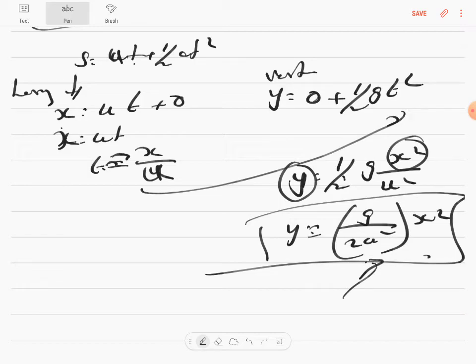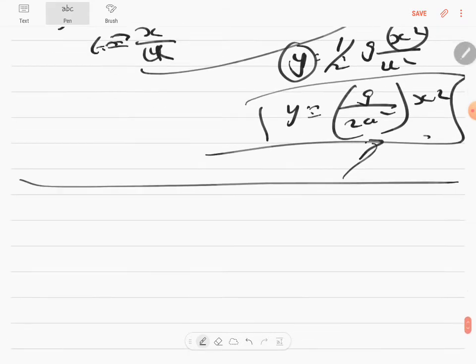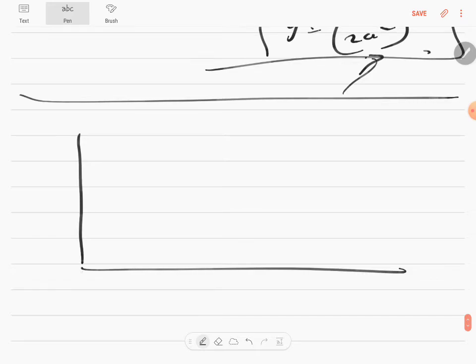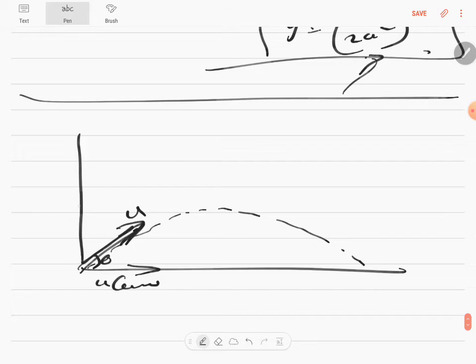That's all. Next is, supposing somebody is throwing the ball like this, like a bowler throwing the ball, then the trajectory will be like this. This is called initial velocity u. This is theta, so you will have two components, which are u cos theta and u sin theta. Correct?